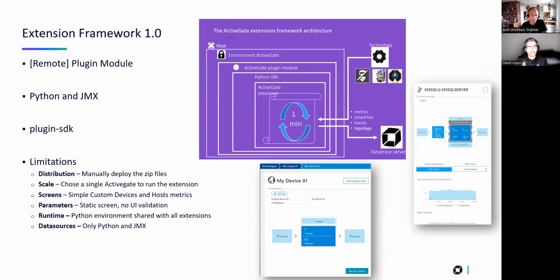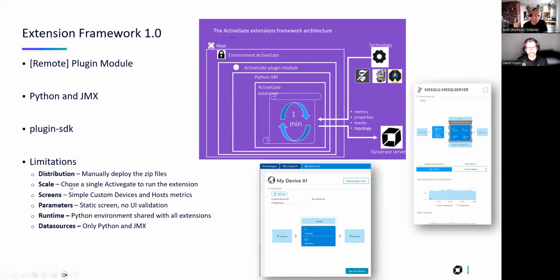Human error, or permissions changes, or people extracting the extension to the wrong folder. Especially when you had many OneAgents. So if you have 1,001 agents that you want to run extensions on, you would then need to deploy your zip file on those 1,000 agents. Not great.